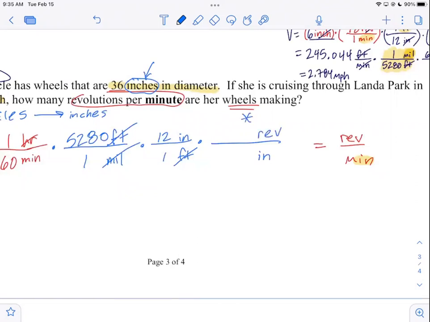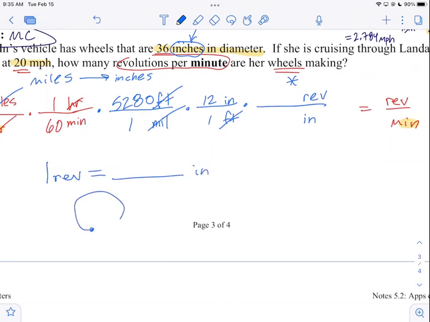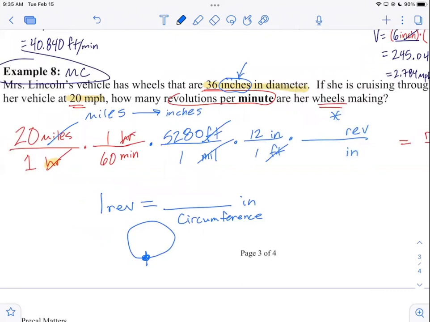And this is the magical conversion factor. Because here's what it is. The tire makes 1 revolution every how many inches? Well, it's going to be the what of the tire? The circumference. Good. The circumference. It's 2 pi r or pi d. So if you know that the diameter is 36, the circumference is 36 pi, right? Or you can say the radius is 18, and then 2 pi r would be 2 times 18, 36 pi.